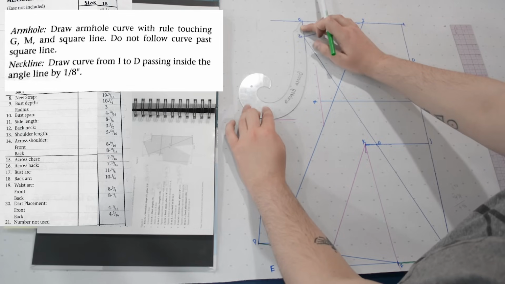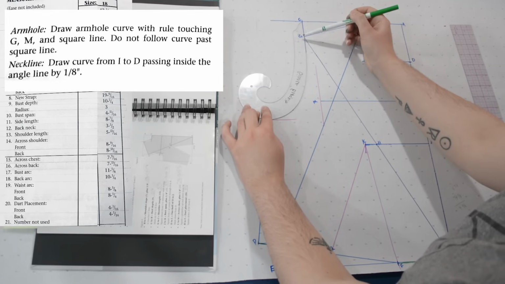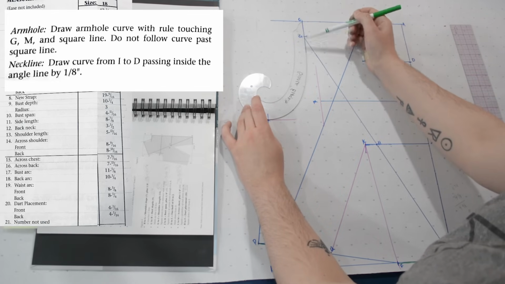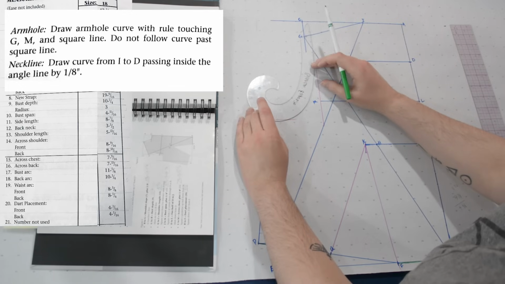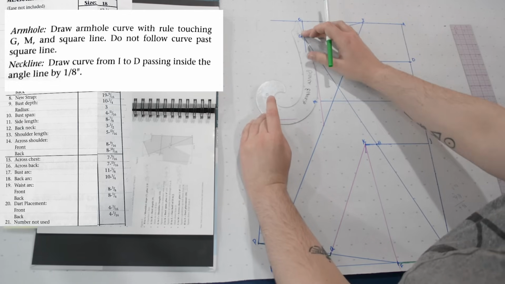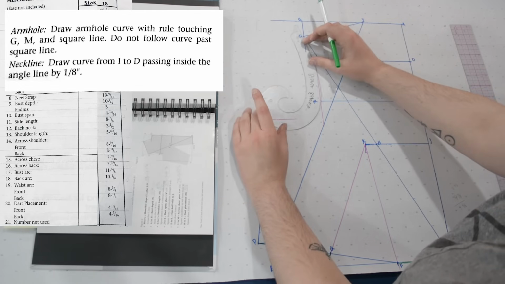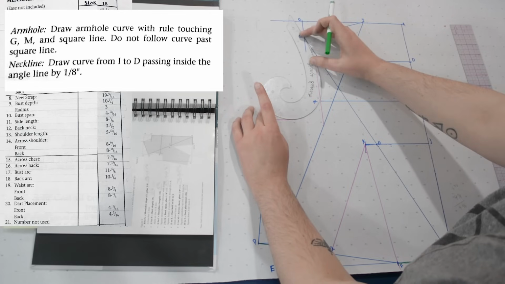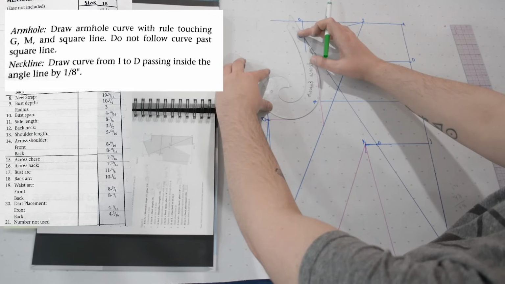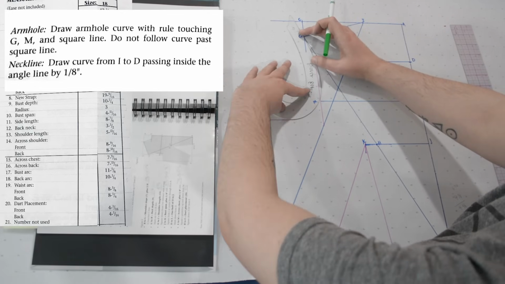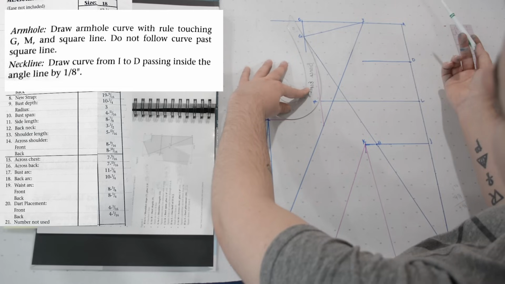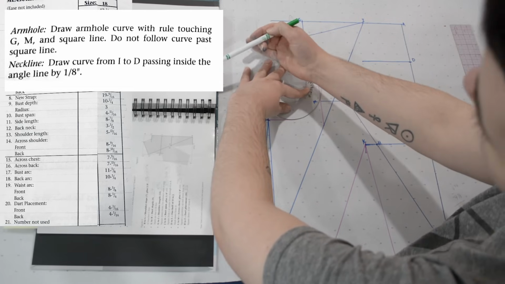So it says draw armhole curve with ruler touching G and M. Oh, wow. That doesn't make much sense. G and M. How? What do you want about this line? Okay, we're getting there. See, look. Okay, all right, that should be good. Oh yeah, it's coming away from M a little bit.